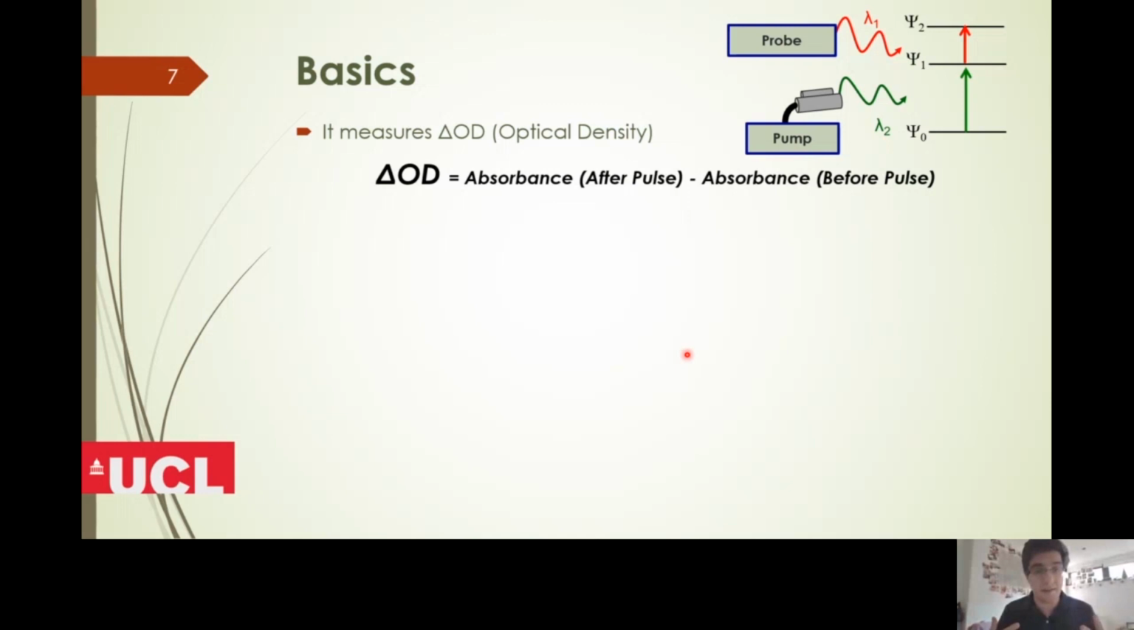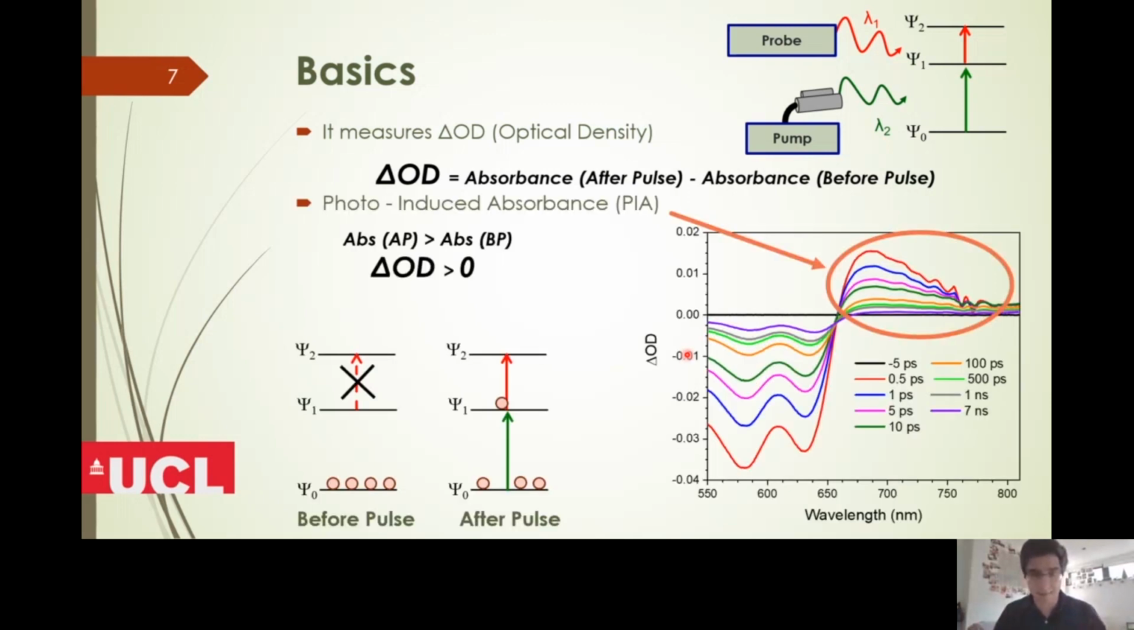So what can we measure with this technique? First, the photoinduced absorbance, which is the absorbance of your photoexcited species. Before the pulse, you don't have any of that species, so nothing can absorb, and the absorbance is 0. But after the pulse, you have some population of these excited species, so they are able to absorb light. That's why after the pulse you have some absorbance, why delta OD is positive, and why you can see it positive here.